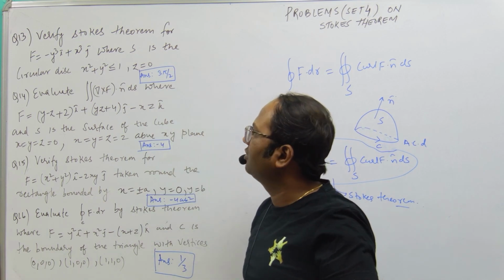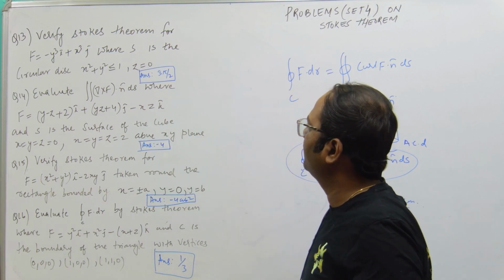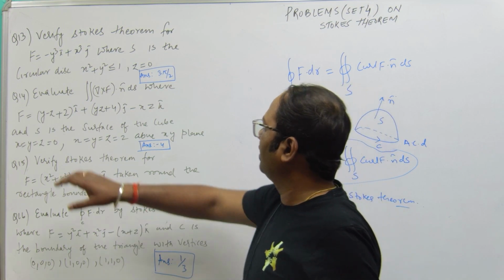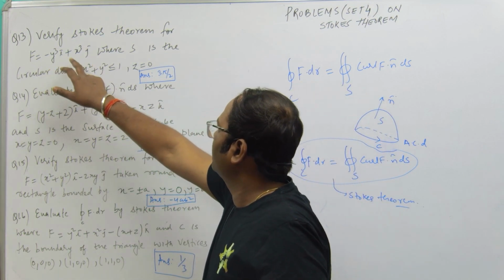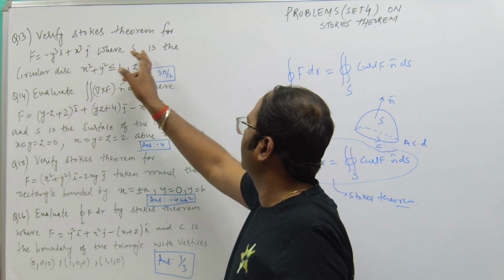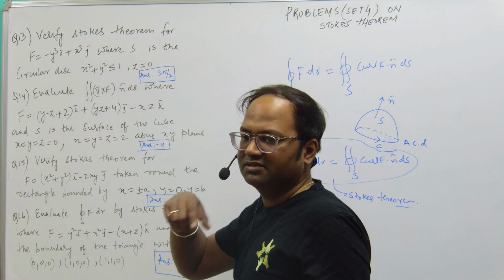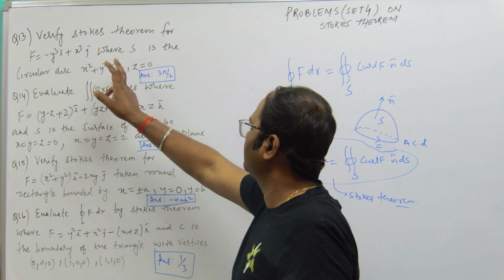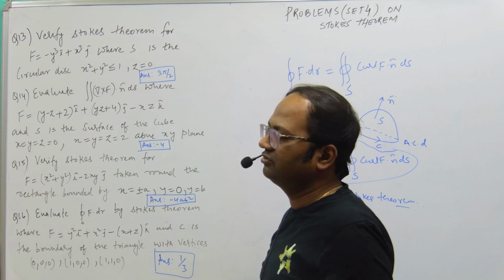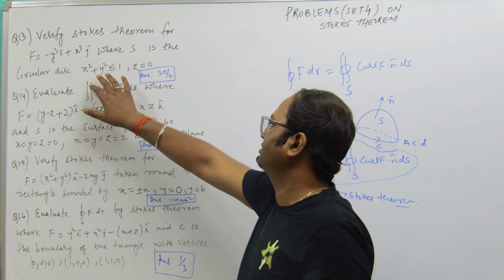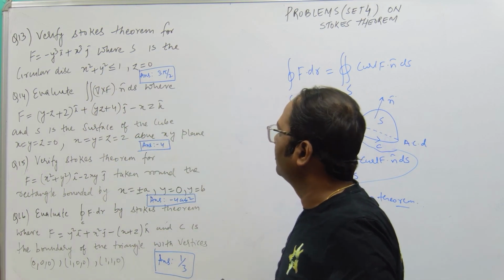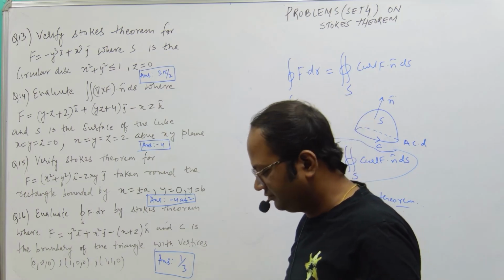In question number 13, we have to verify Stokes theorem. The value of f is given by minus y cube i cap plus x cube j cap, where S is the circular disk, that is x square plus y square less than or equal to 1, z is equal to 0. This means this circular disk is lying in the xy plane. So let us verify Stokes theorem.